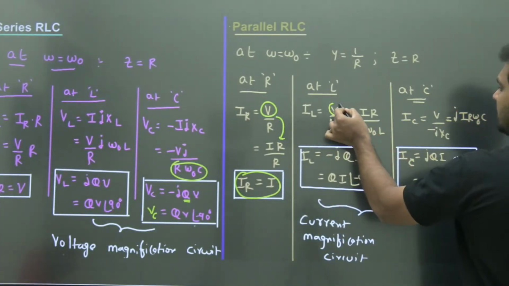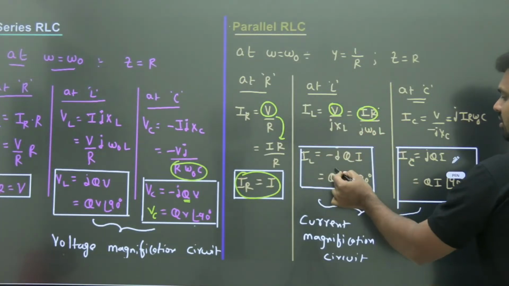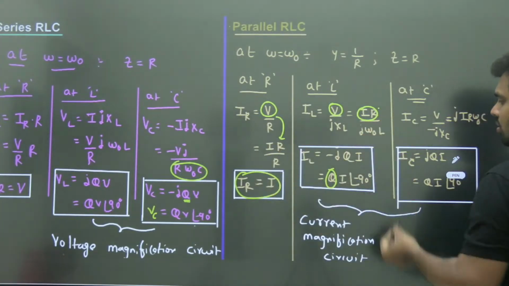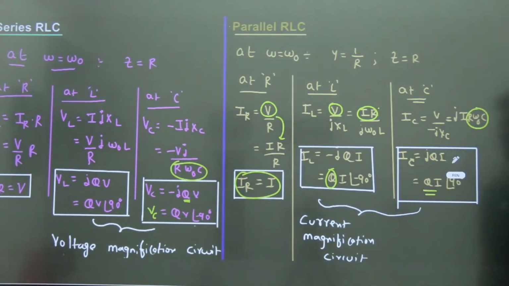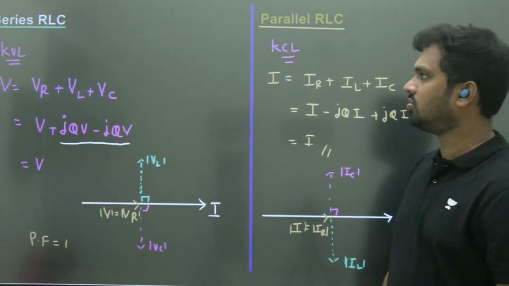Same way, V by XL, V equal to IR. Here the quality factor will be reversed. We can prove it also. There it is omega naught L by R, here R by omega naught L. Similarly, there 1 by omega naught RC, here omega naught into RC. Current in the capacitor will be QI. So here the current is multiplied by Q times, a current magnification circuit.